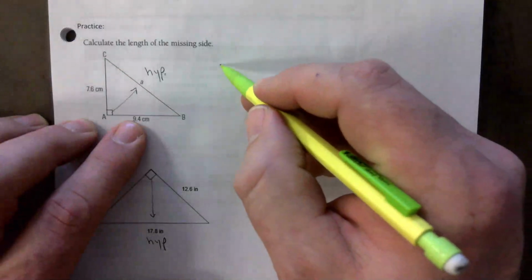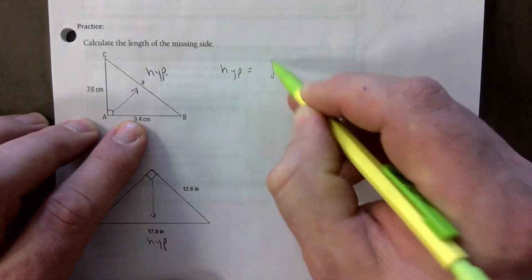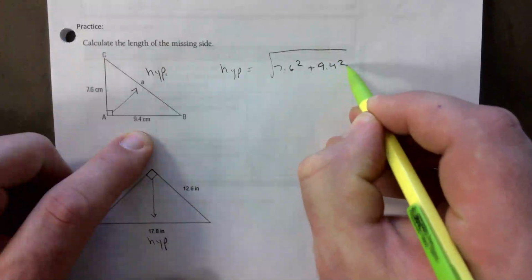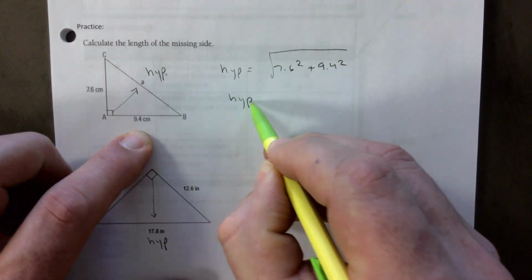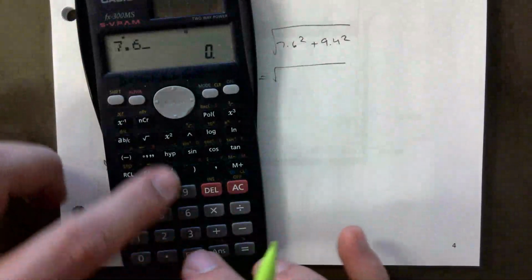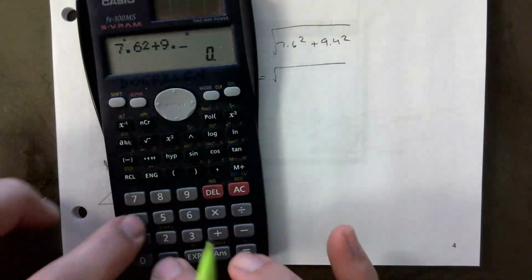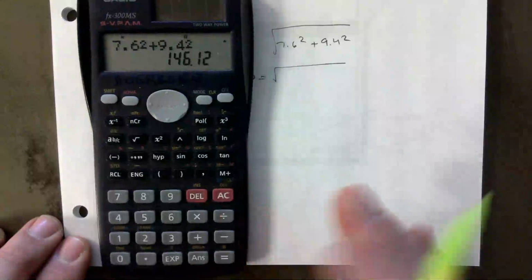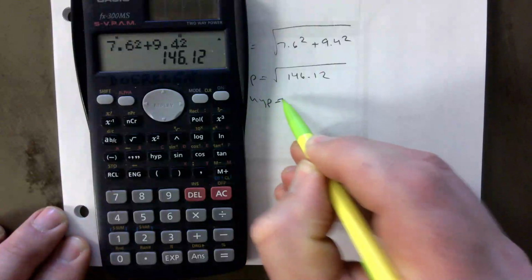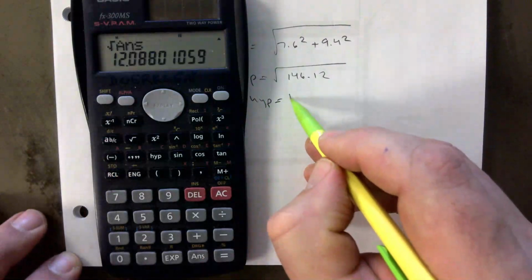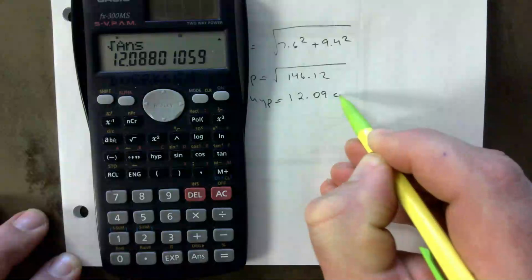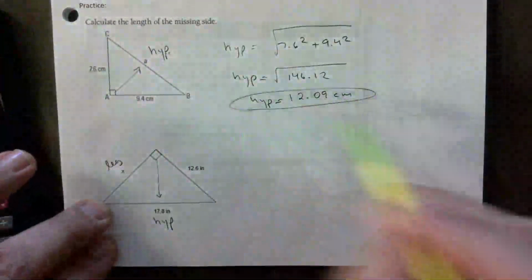This case here, the hypotenuse is going to be equal to the square root of 7.6 squared plus 9.4 squared, right? Which makes the hypotenuse, if you just do this part, you should all have a square button, right? x² it is for me. You can actually type it in all in one shot. So it's 146.12. Make sure you show work, right? And then you take the root of that, and that's 12.09 centimeters. So there you got it.